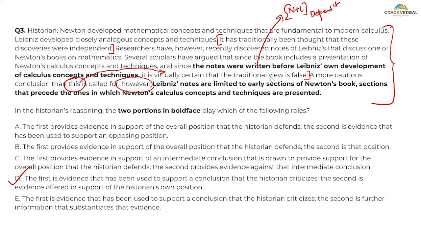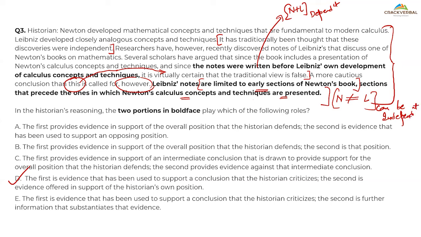So this is wrong. What is wrong? According to my writer, the traditional view is false. You can't say that in totality. Let's read. L's notes are limited to early sections of N's book, sections that precede the ones in which calculus concepts and techniques were presented. So what is the end result? What is the author trying to say? That it is possible that N and L are not related to each other. They are working independently. It can be independent.